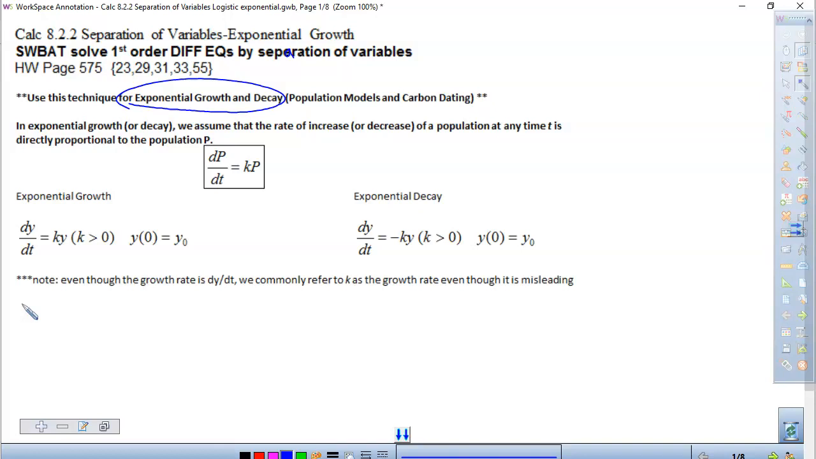If it's decay, we still like to keep the number k positive, but we just end up negating it. So we'll just have a negative. Think of it as a negative growth rate instead of a decay rate. Okay? Can we handle that? All right. So even though the growth rate is dy dt, we commonly refer to k as the growth rate. Okay? Even though that's misleading.